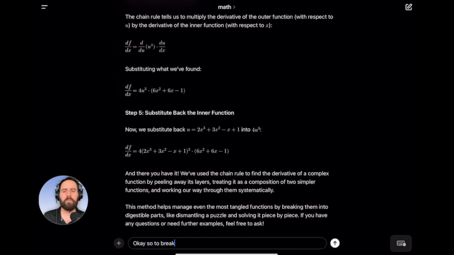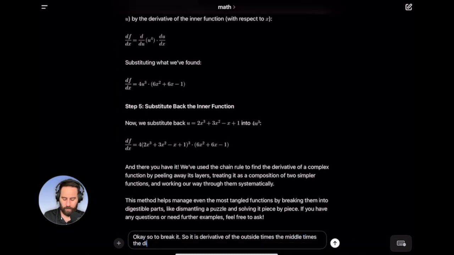Okay, so to break it down, I kind of like it to the derivative of the outside times the middle times the derivative of the middle, right? So it is derivative of the outside times the middle times the derivative of the inside.